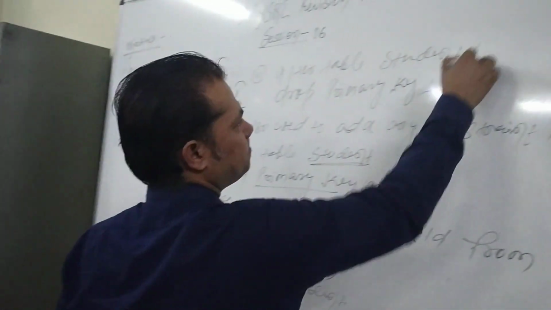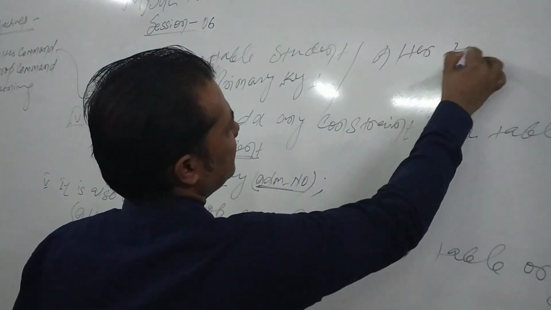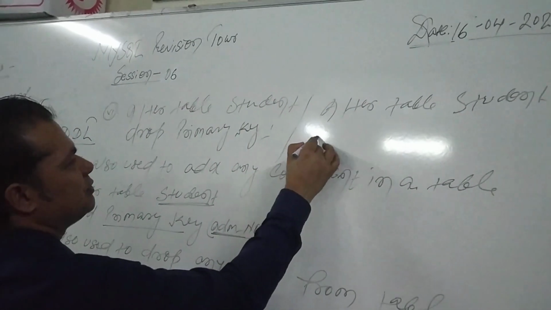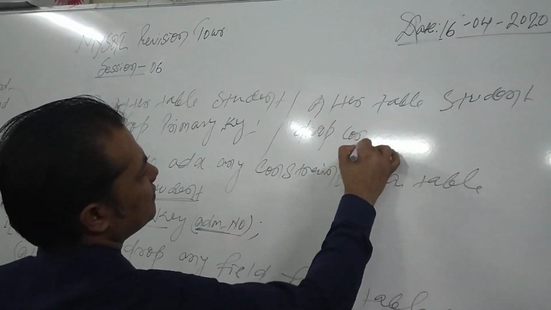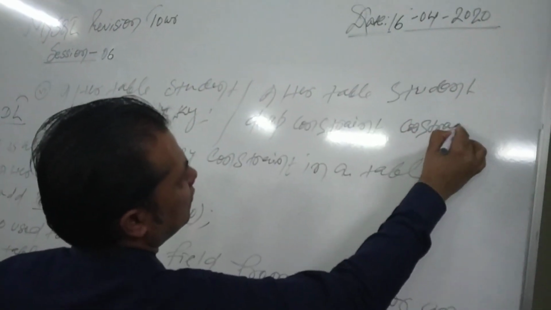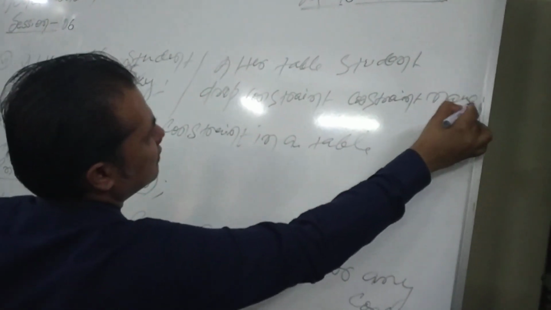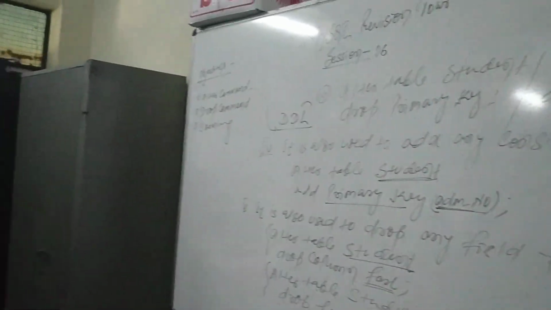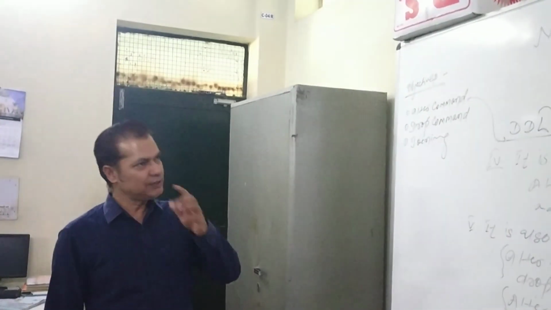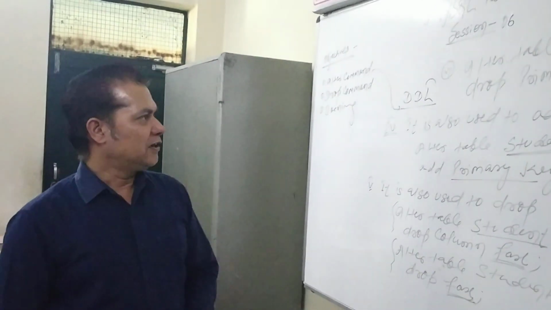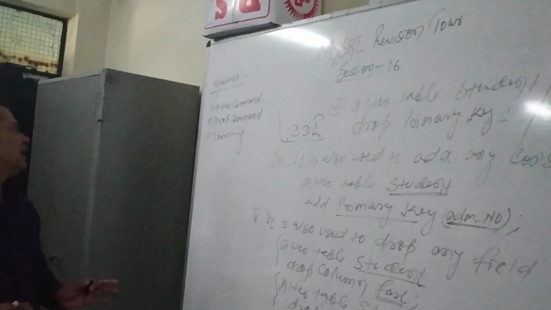Or you may write alter table name and then drop constraint name, whatever you gave during the designing or adding of that constraint. So both will work. Simply you can mention the constraint type like primary or unique or default, or otherwise you may use drop constraint name, that is the internal name you had given for that constraint. So this was the alter command.